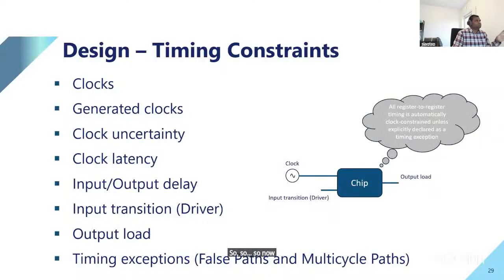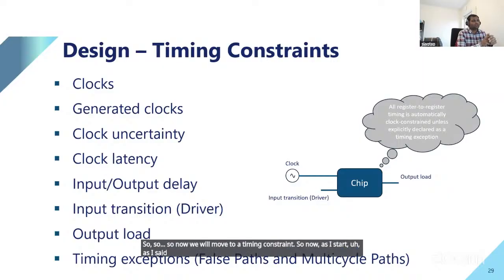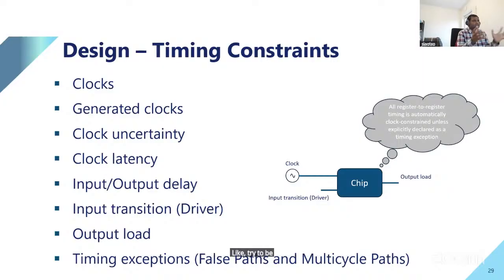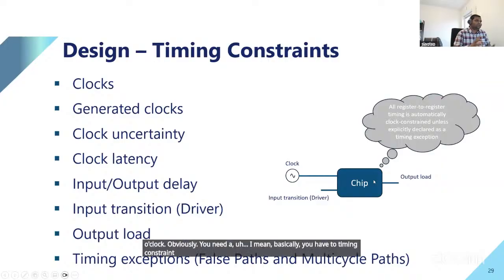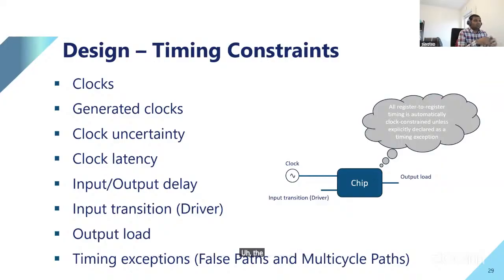Now we will move to timing constraints. As I said just before the break, try to think tool independent. It doesn't matter which chip you're doing. What you need is a clock, obviously, and timing constraints. Basically you're telling the tool what the off-chip environment looks like, with which your chip is going to communicate. Here this is my blue chip, and it's going to receive a clock.